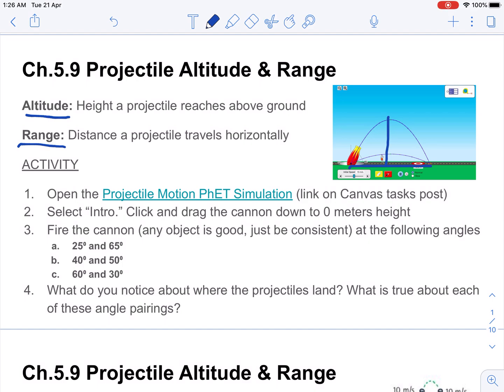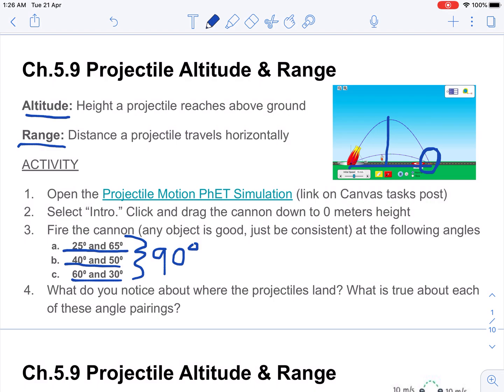So you should have done this activity in class, and what you hopefully realized was that when you fire the cannon at these two different angles, as shown in this image here, both projectiles land in the same spot, even though they were launched at different angles. And you should have noticed that for each of these, if you add them up, 25 plus 65, 40 plus 50, 60 plus 90, they always add up to 90 degrees.